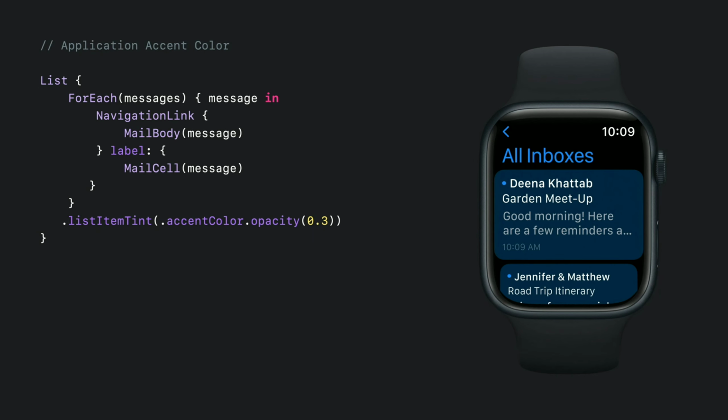Additionally, you can easily use the color yourself in SwiftUI by using the accent color modifier. In Mail, we set the list item tint to the application's accent color at 30% opacity.